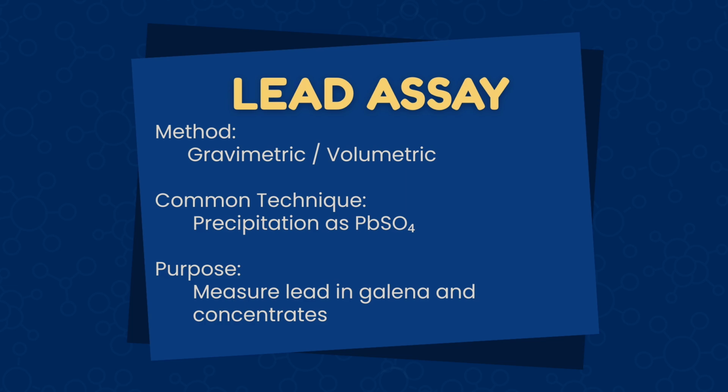Lead assay. Lead assay is usually performed on lead ores such as galena. One of the common ways to test lead is through the gravimetric method. In this process, the lead in the sample is converted into lead sulfate by adding sulfuric acid. The lead sulfate, which is a white solid, is then filtered, dried, and carefully weighed. Because the mass of the lead sulfate is directly related to the amount of lead in the sample, this method gives a good estimate of lead content. Even though this procedure looks simple, it requires patience and careful weighing to avoid errors.